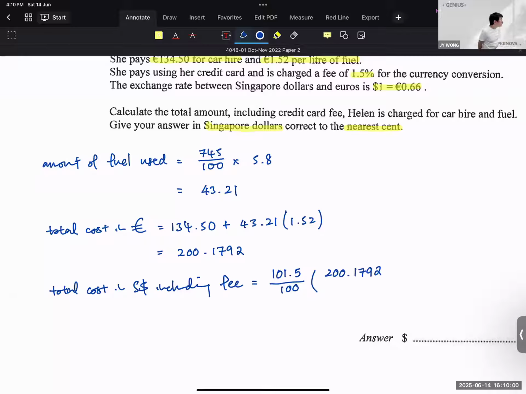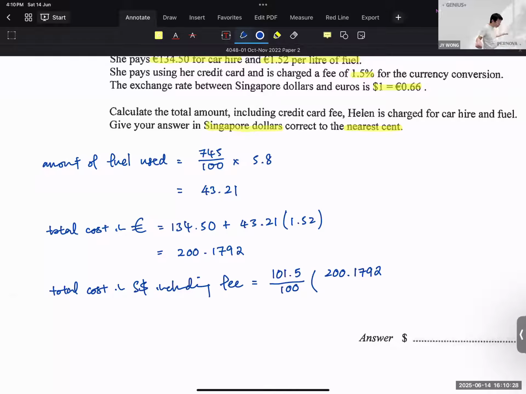200.1792, because you must understand the logic. In Sing dollar, is it greater or is it less? Euro is stronger than Sing dollar, right? That means if I calculate 200 something euro, will it be less or more than 200 something in Sing dollar? It will be more, right? Because Sing dollar is weaker. So it will never make sense to multiply by 0.66, because if you multiply by 0.66, the number becomes smaller, not larger.